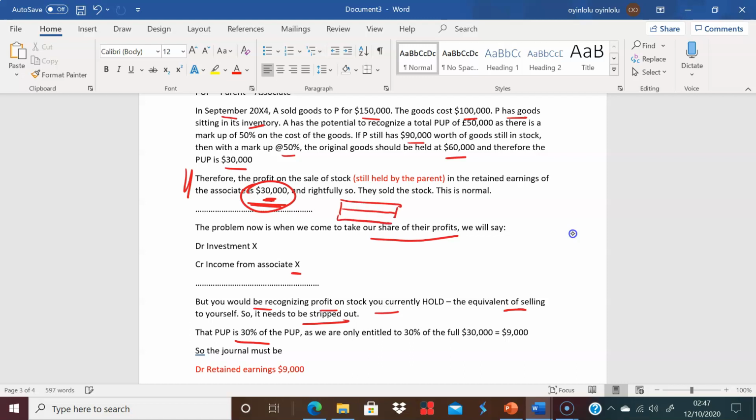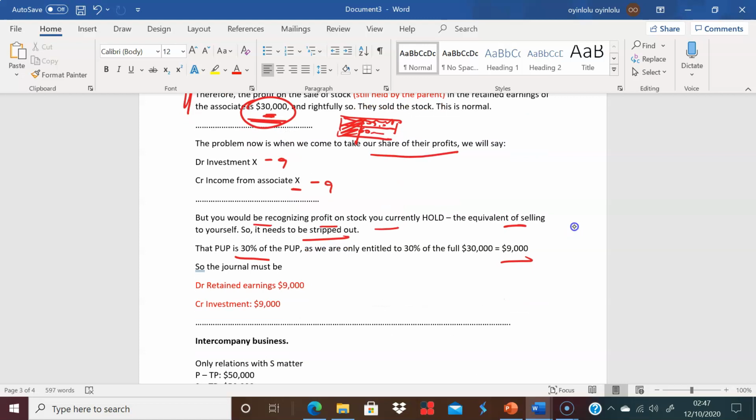30% is the full thing. That's 60,000, that's 30,000, that's the full PUP, but we only own 30% of this business. So we should only recognize 30% of that PUP. Therefore, we have to eliminate that 9,000 out of both equations. And therefore, we debit retained earnings, which would be working 5, and credit the investment, which is the normal thing. And that's how we deal with this, right?